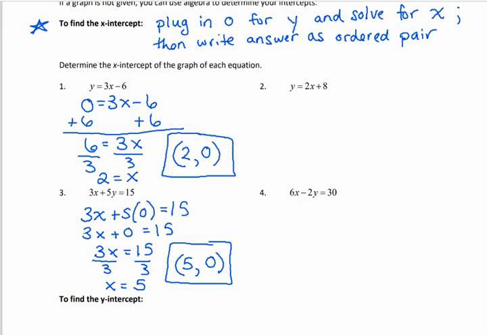Okay, I'm going to give you guys a couple minutes to do number 2 and number 4. Go ahead, do number 2 and number 4. Just looking for the x-intercept. When you have done them, in the private chat, go ahead and put your answers. I'll expect to see 2 ordered pairs in the private chat. The first one will be for number 2. The second one will be for number 4.